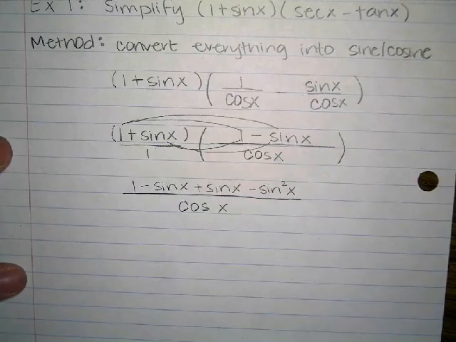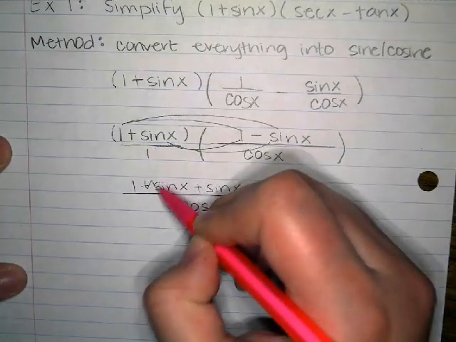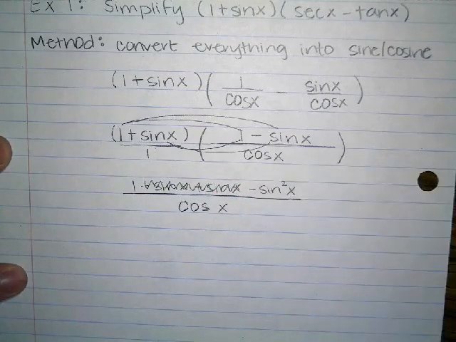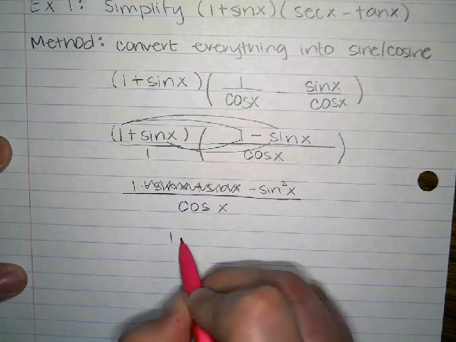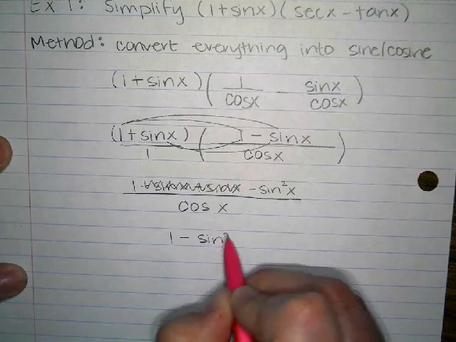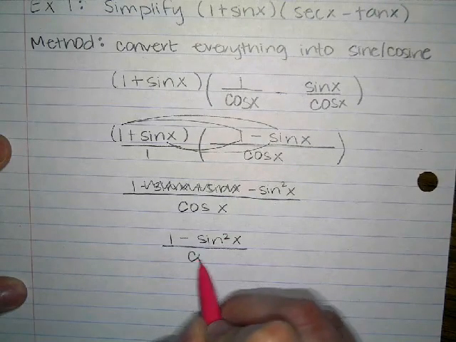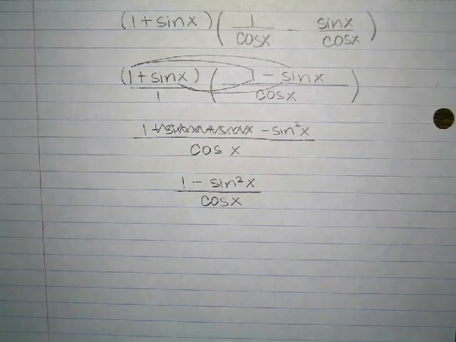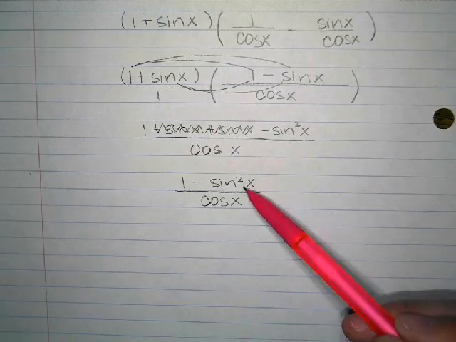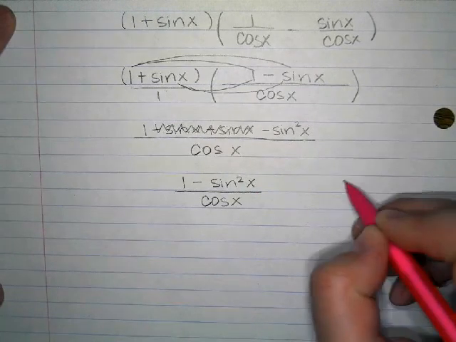Okay, so now we have 1 minus sine squared on the top, and we have cos x on the bottom. Now, at this point, you might feel a little bit stuck because cos and sine are different. They don't cancel out. And you couldn't cancel them anyway because this would be like having 1 minus x squared over y, if that makes sense.